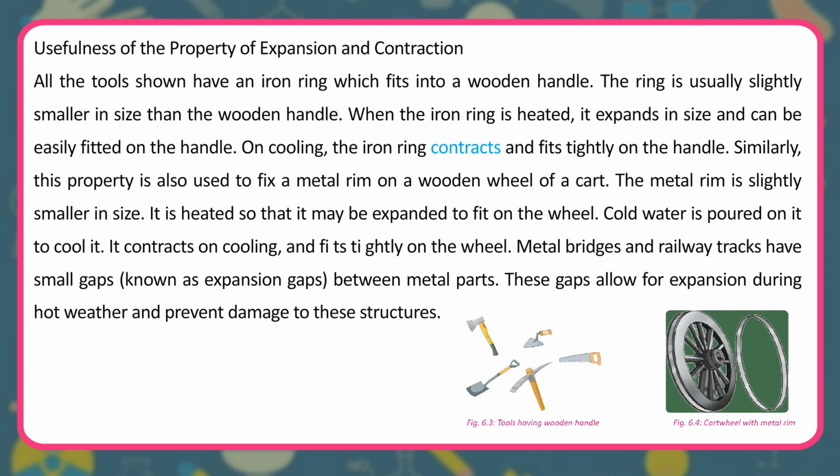Usefulness of the property of expansion and contraction. All the tools shown have an iron ring which fits into a wooden handle. The ring is usually slightly smaller in size than the wooden handle. When the iron ring is heated, it expands in size and can be easily fitted on the handle. On cooling, the iron ring contracts and fits tightly on the handle.